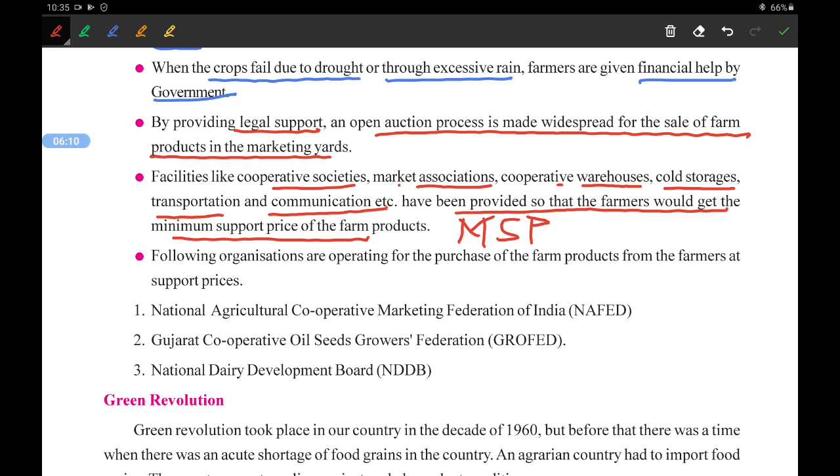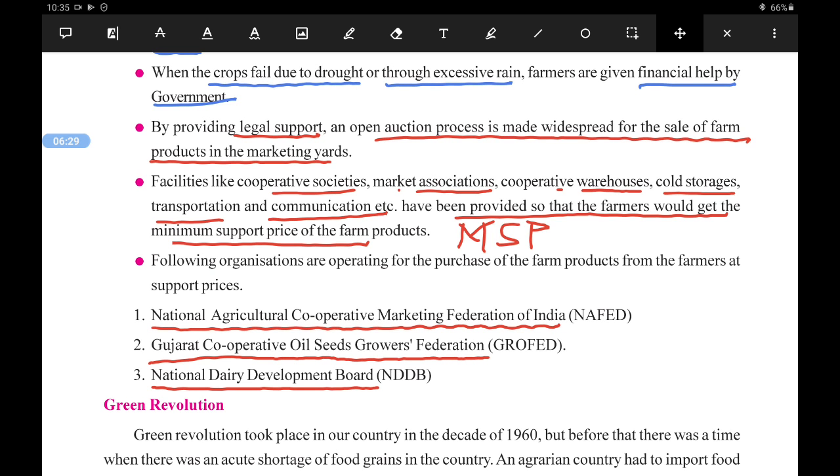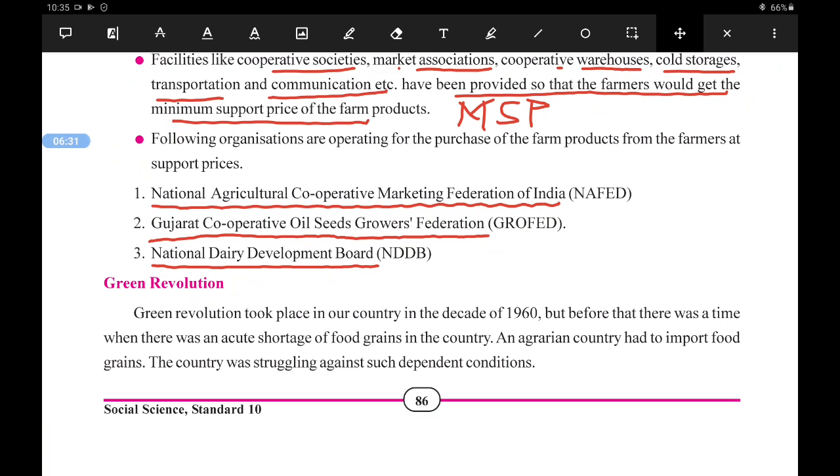The following organizations are operating for the purchase of farm products from the farmers at support price: National Agricultural Cooperative Marketing Federation of India, NAFED; Gujarat Cooperative Oilseeds Growers Federation, GROWFED; and National Dairy Development Board, NDDB. So these are some of the governmental organizations that are purchasing products directly from the farmers at supportive prices.